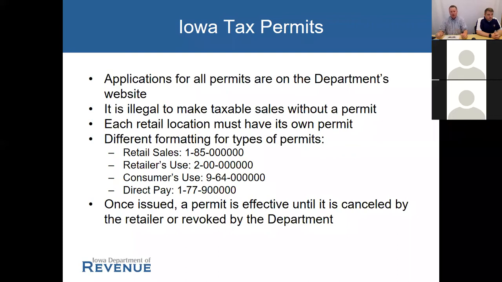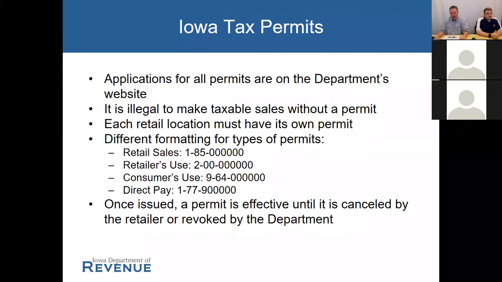Retail use tax, which we talked about a few minutes ago, these would be for out of state businesses that do not meet the economic nexus thresholds. That one is always going to start with a 2, then there's a 00, and then there are 6 digits after that. That's the retail use tax permit.